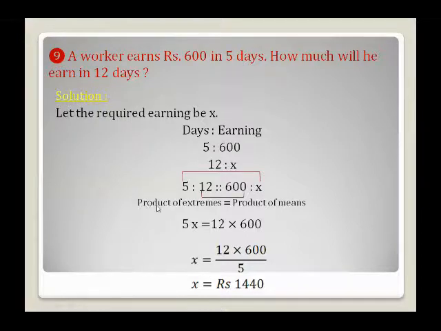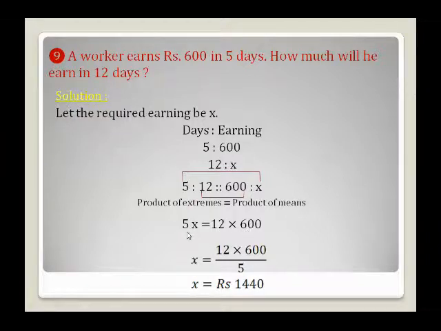Okay, the formula is the same here: the product of extremes is equal to the product of means. As you know, students, the first and the fourth values are the extreme values. So we multiply 5 by x and write 5x. The middle values, the second and the third, are the mean values. So we multiply 12 by 600.